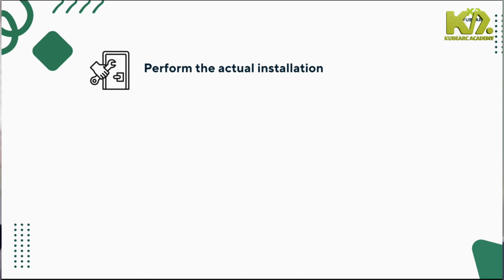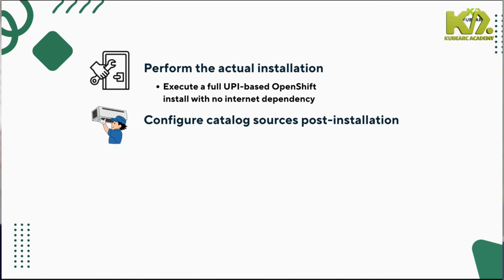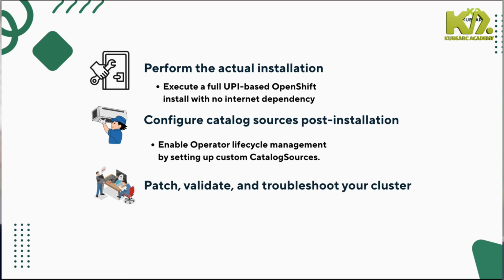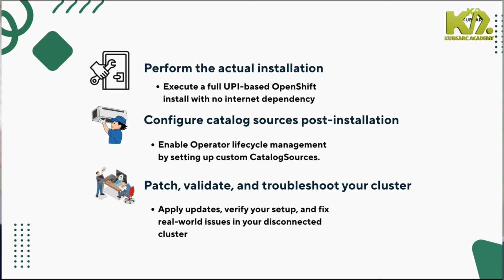Now let's look at the next slide, which covers the second part of the course. Perform the actual installation, execute a full UPI-based OpenShift install with no internet dependency, configure catalog sources post-installation, enable operator lifecycle management by setting up custom catalog sources, patch, validate, and troubleshoot your cluster, apply updates, verify your setup, and fix real-world issues in your disconnected cluster.